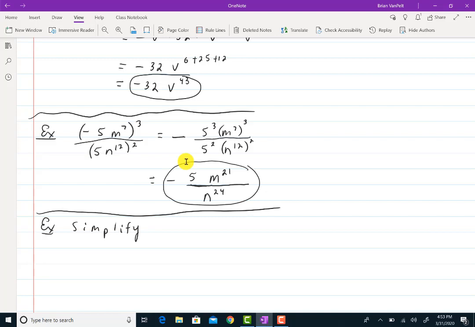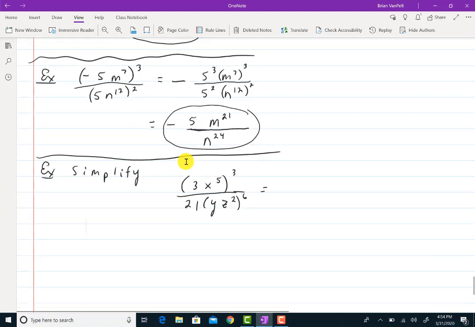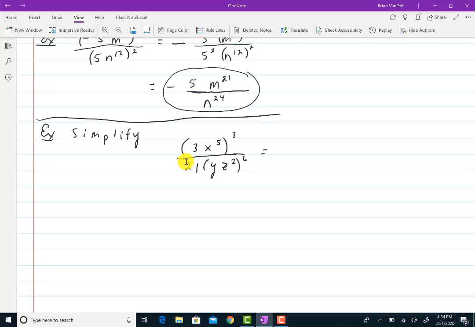All right, continuing on. Here I have 3x to the 5th, that's raised to the 3rd power, over 21yz squared to the 6th power. So let's apply my power to a power rule and the product rule, all those combined. I'm going to get 3 to the 3rd, x to the 5th to the 3rd, and then below, the 21 is just going to hang around till the end of the problem. I'll get y to the 6th, z squared to the 6th. 3 cubed is 27, x to the 15 over 21, y to the 6th, z to the 12th.